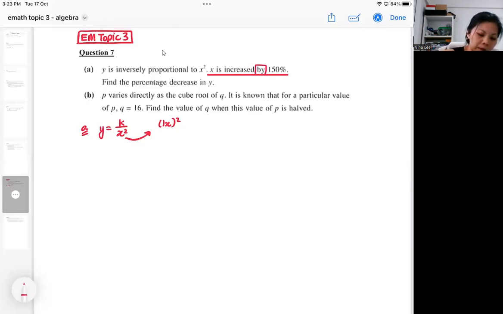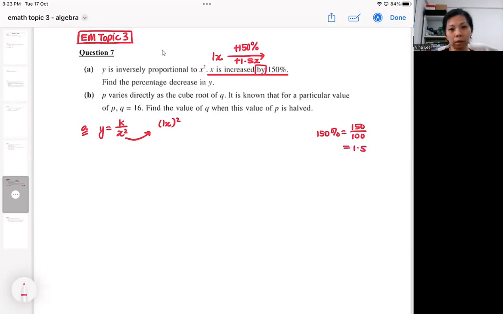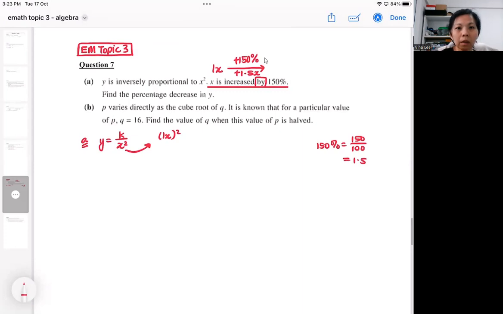That means it will be something like 1x, and you're going to add 150%. And 150% is equivalent to 1.5x. So how is it 1.5? It will be 150 divided by 100, so that's how I got the 1.5. You are increasing by this amount. So be careful, it is not increased to 100%. If it's increased to 150%, that means 1x has been changed to 1.5x.